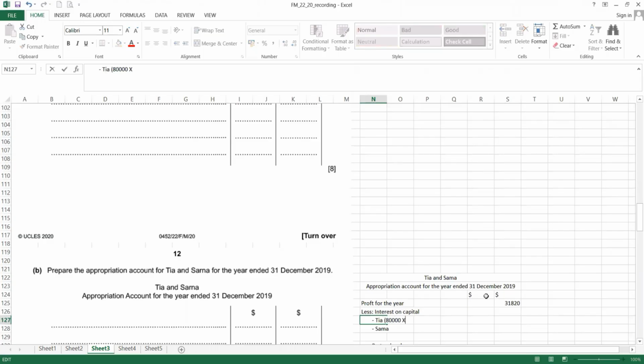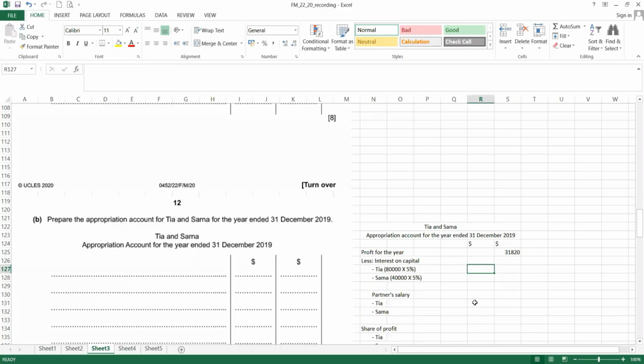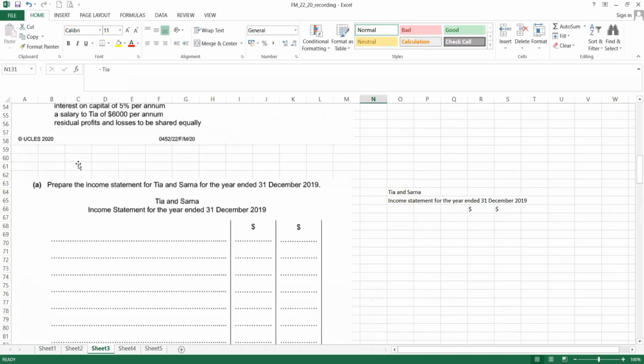80,000 times 5%. So here is 40,000 times 5%. Show your working. Here we get 4,000, so this one gets 2,000. Okay, and partner salary, number 4 information.